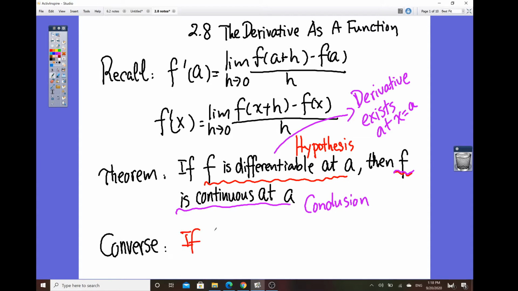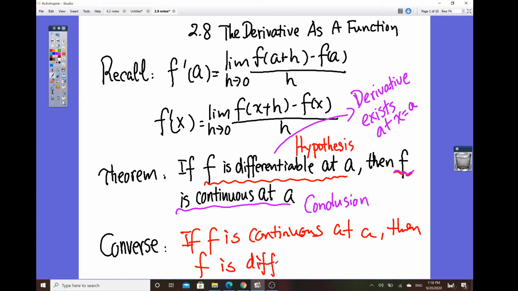Let's say that f is continuous at a. So what happens with the function? Is it always differentiable? Then f is differentiable at a. What about the converse statement? Is that always true? Sometimes true? Well, we're going to find out. The theorem is always true, but the converse of this theorem is not always true.